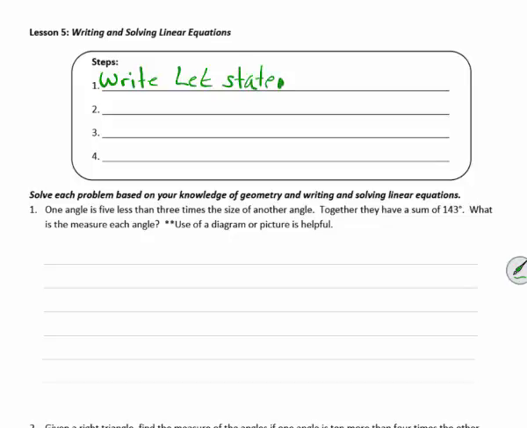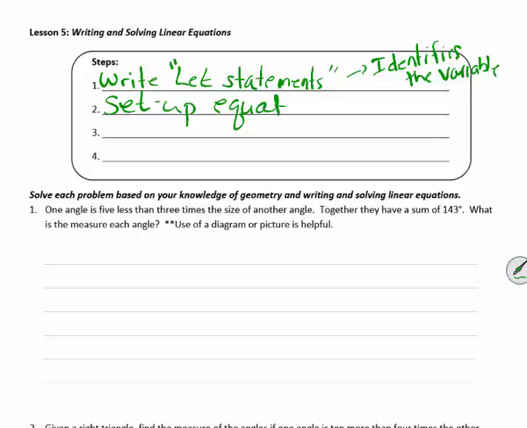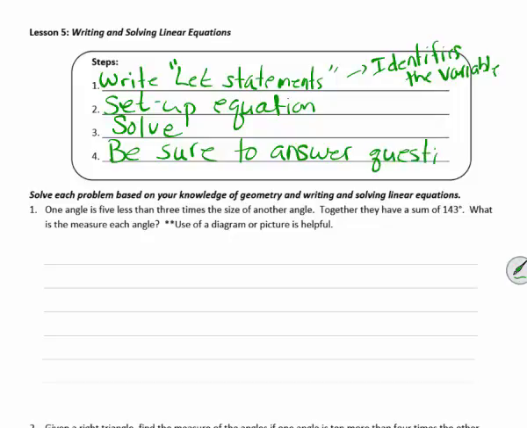And the let statement identifies your variable. Then we're going to set up the equations. Then we solve them. And then we want to check that we have answered the question that is asked. Sometimes they're going to ask you to find one thing or to add and do something else with it. So we have to make sure.